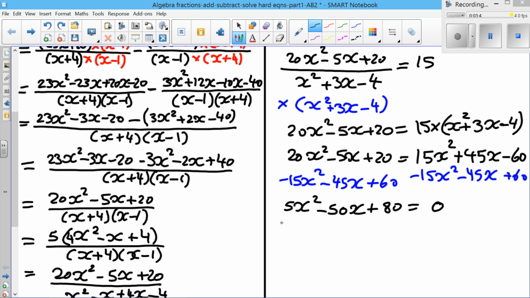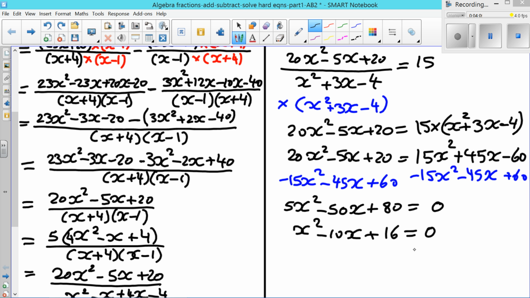I observe that if I divide all the terms by 5, 5 is a common factor, and I would get x squared minus 10x plus 16 equals, and 0 divided by 5 is still 0. So my equation is now reduced to a simple quadratic.